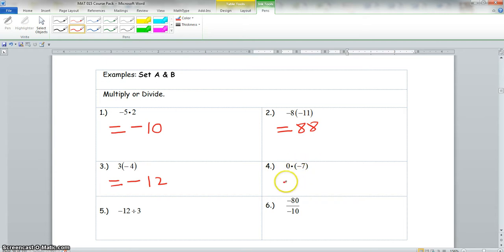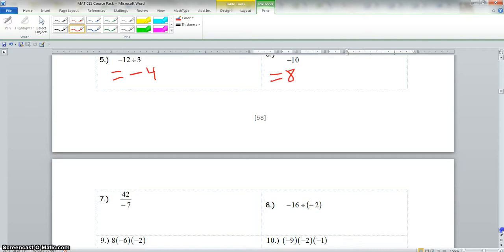0 times any number is just 0. Now we have negative 12 divided by 3. A negative divided by a positive is negative, and 12 divided by 3 is 4. Now number 6. Negative divided by negative is positive, and 80 divided by 10 is 8.